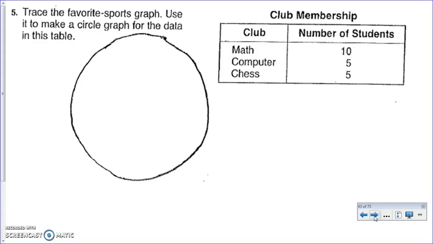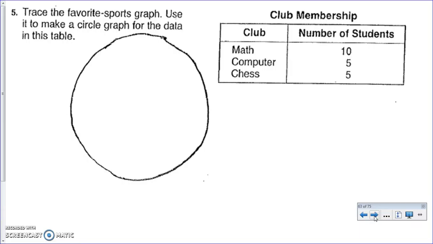Finally, number 5, trace the favorite sports graph. Use it to make a circle graph for the data in this table. So we have our circle drawn there, and now we're going to use the data to the right to make a circle graph. So we have club membership, and we have 3 clubs, the math, computer, and chess, and we can see the number of students. 10 students are in the math club, 5 in the computer, and 5 in the chess. So right there we know we have 20 students, and math has half of it.